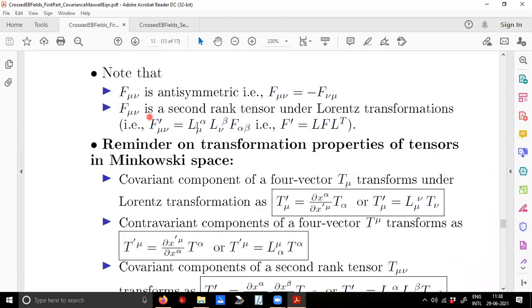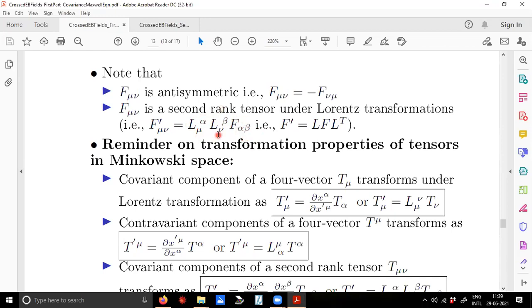So F mu nu is a second rank tensor under Lorentz transformation. By that I mean F mu nu prime is equal to L mu alpha, L nu beta, F alpha beta. I have to write for covariant indices what is the transformation. Mu, if it is there, I have to write L mu alpha. That is one part. And nu, I have to write L nu beta. So some index is fine here. You have to write the same index here.